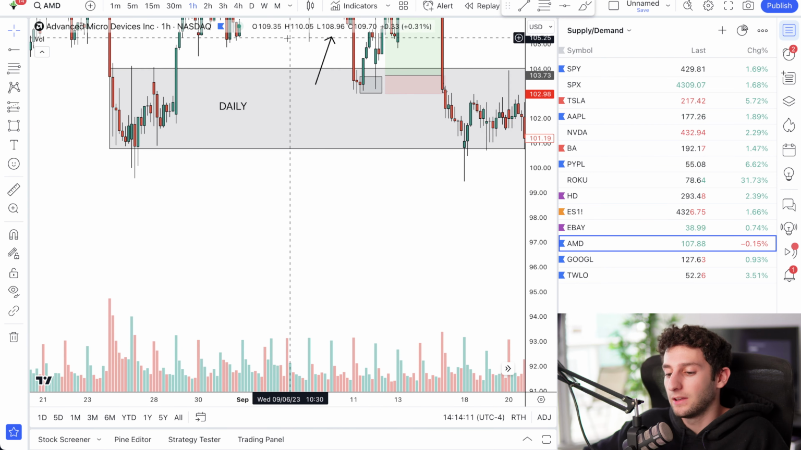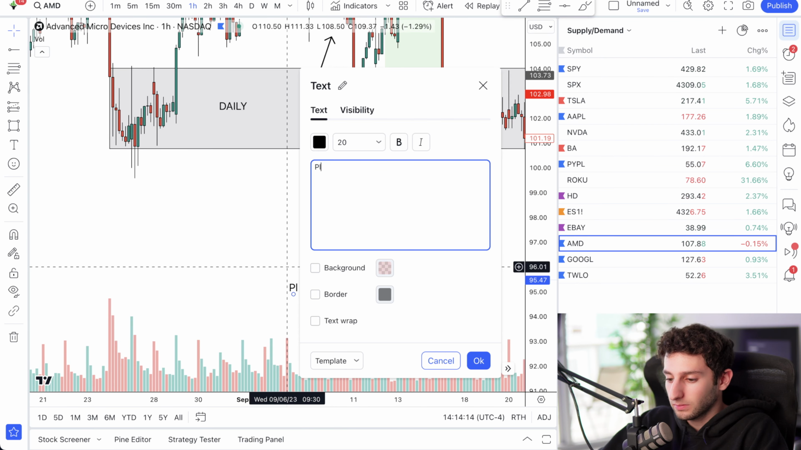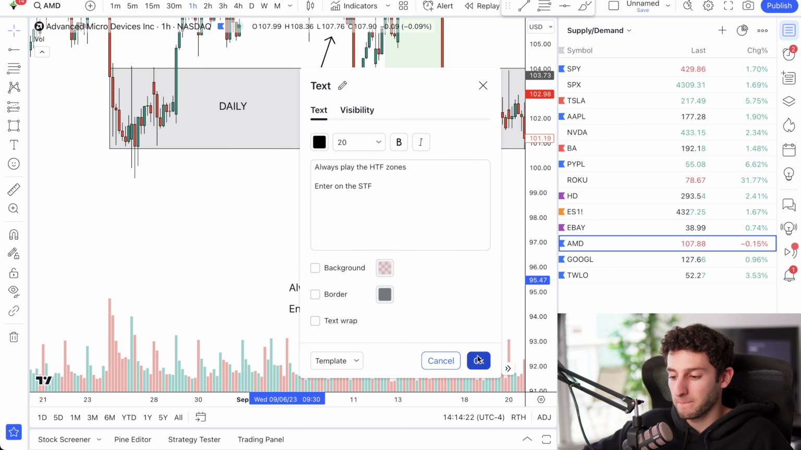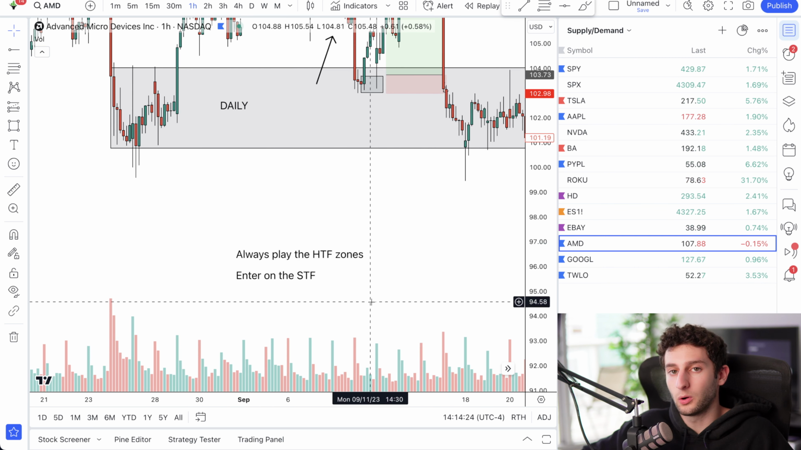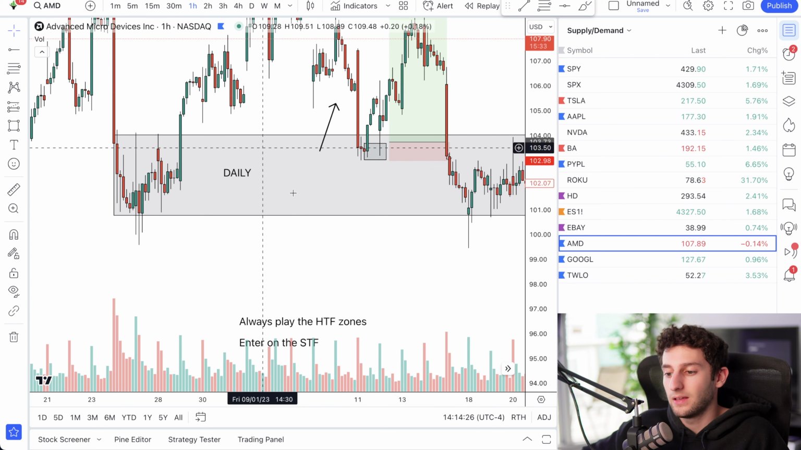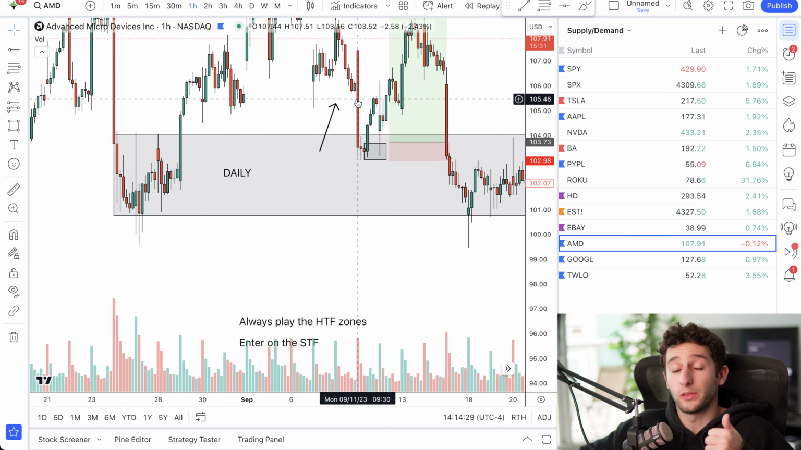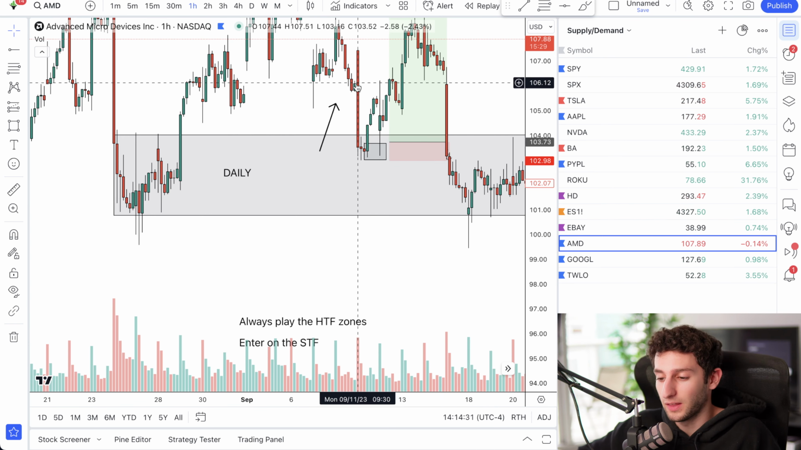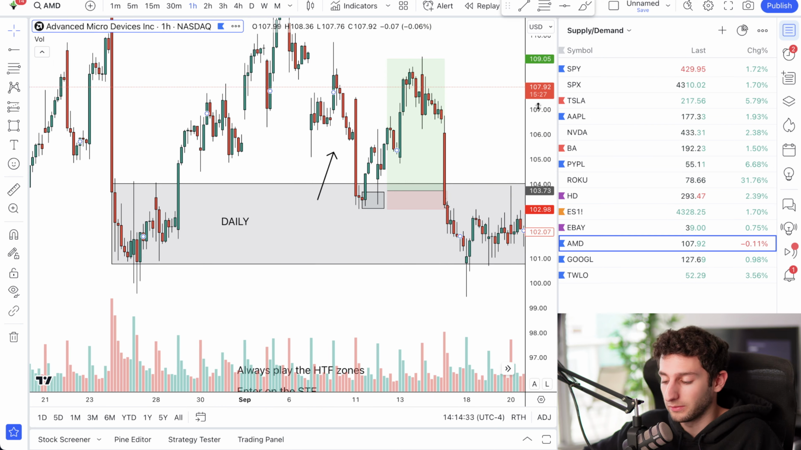Okay, and the key thing here that you need to realize is that you always play the higher time frame zones, but enter on the smaller time frame. Always play the higher time frame zones, but you always want to enter on the smaller time frames. That's going to get you the best risk reward, the best win percentage, and you're going to see a lot more money in your bank account grow simply from trading this.